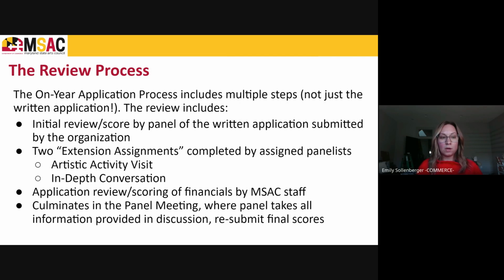And then all of that work culminates in a panel meeting later in the spring, where the panel takes all of the information provided in the discussion, including what they've learned in extension assignments and what the staff contributes, and then they can resubmit final scores. So part of the process is having an initial score and then a final score at the panel meeting.